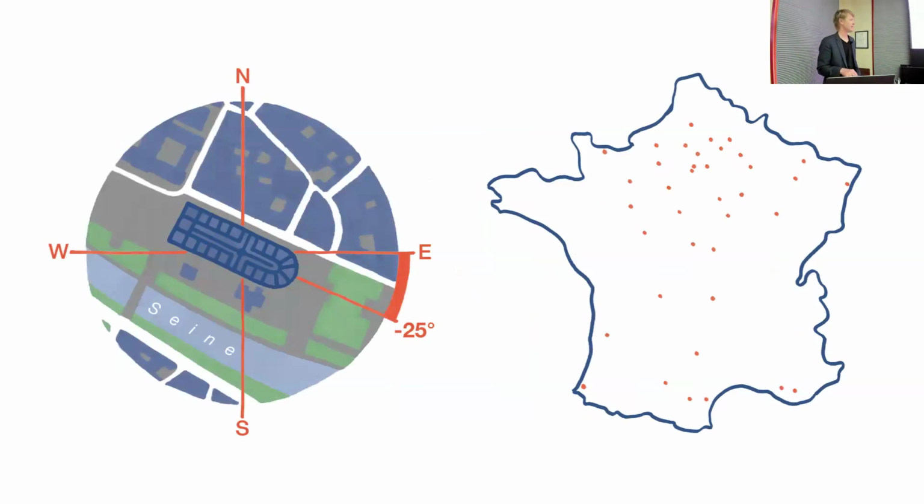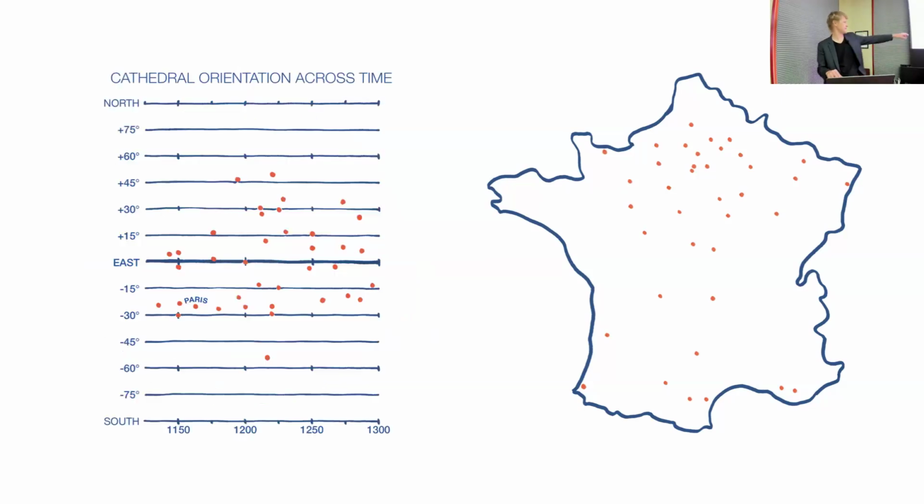So here's Notre Dame de Paris, and in my little table, I marked that down as 25 degrees south of east. And you go cathedral, cathedral, cathedral, cathedral. There's Paris. You can see where it is, 25 degrees south of east.